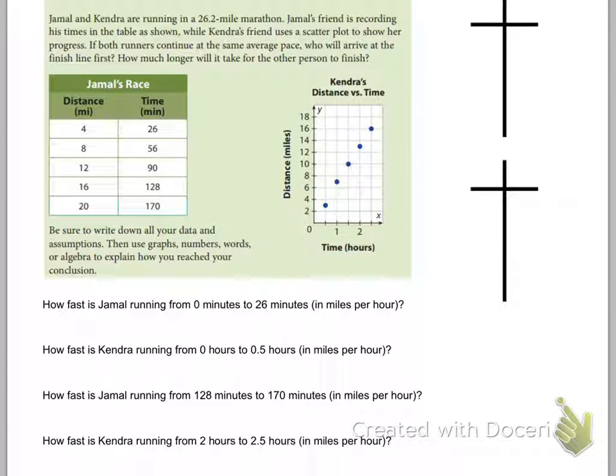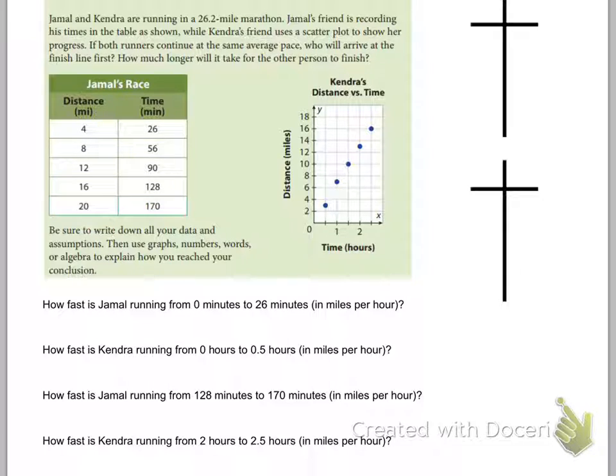This is the most difficult problem, and one of the reasons it's difficult is because if you look at the situation, let's read it real quickly. There are two functions, and they're not even using the same units. But let's read this first. Jamal and Kendra are running a 26.2-mile marathon. Jamal's friend is recording his times in the table as shown, while Kendra's friend uses a scatter plot to show her progress. If both runners continue at the same average pace, who will arrive at the finish line first? How much longer will it take for the other person to finish?